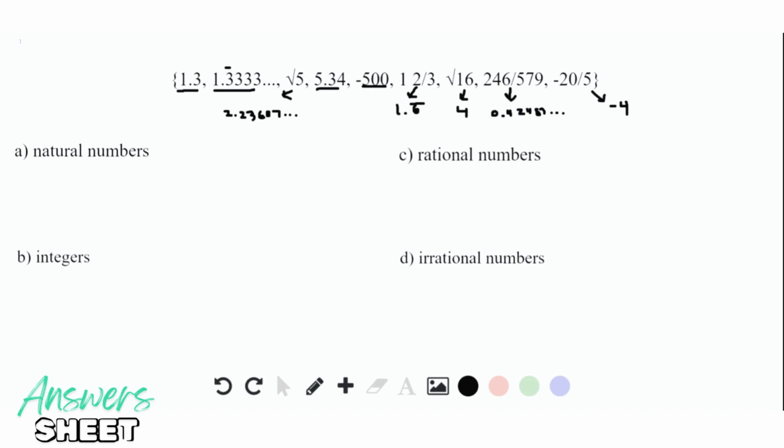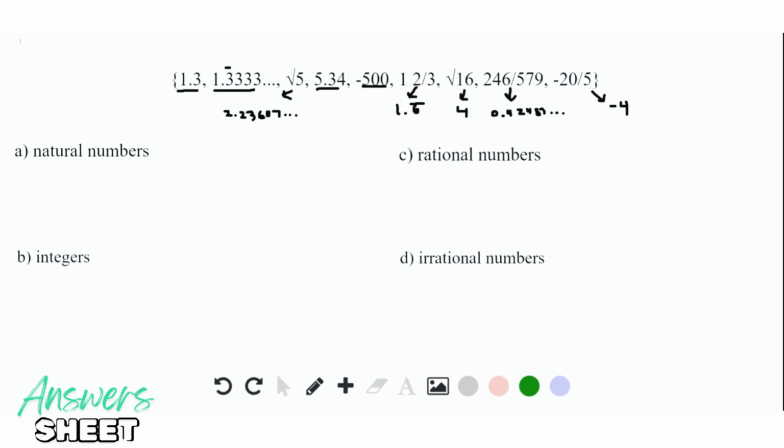So we're going to start off with part A, listing our natural numbers. Natural numbers are any whole numbers with no decimal places that are positive. So we can look at our set and say 1.3 is not a whole number, neither is 1.3 with the repeating decimal place, neither is square root of 5, 5.34. Negative 500 is a whole number, but it is not positive, so it's not a natural number.